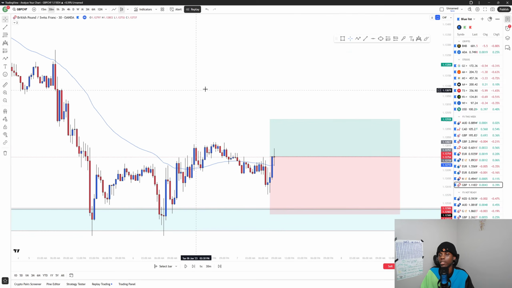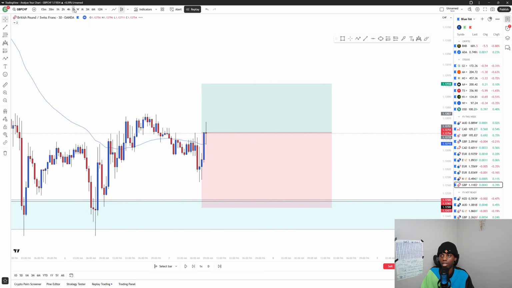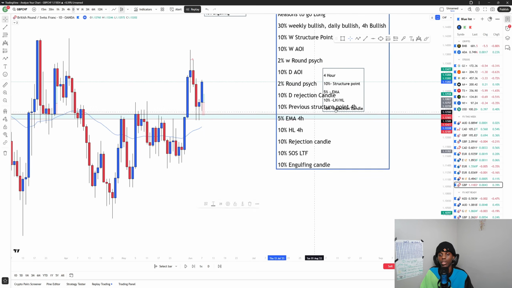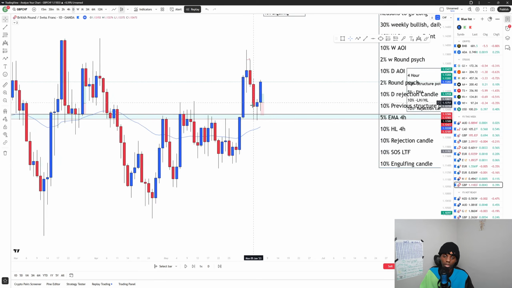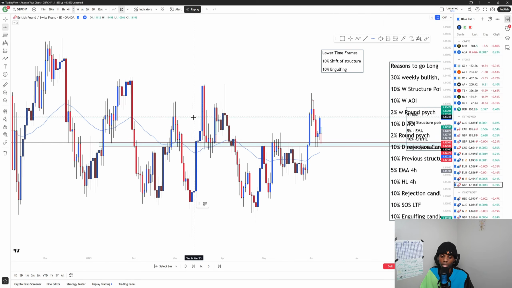And then take profit, we go up to the daily time frame. Oh man, that just spoiled it. This is why I hate the replay. Price is obviously not up here, price is like down here. Whatever, let's still identify take profit.